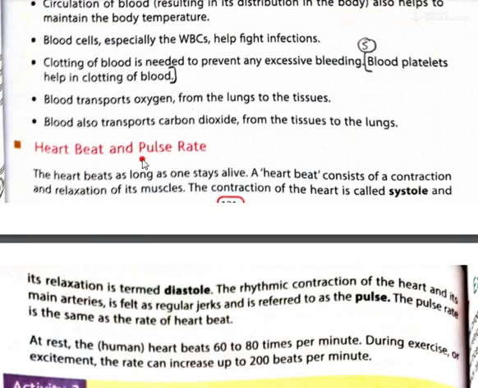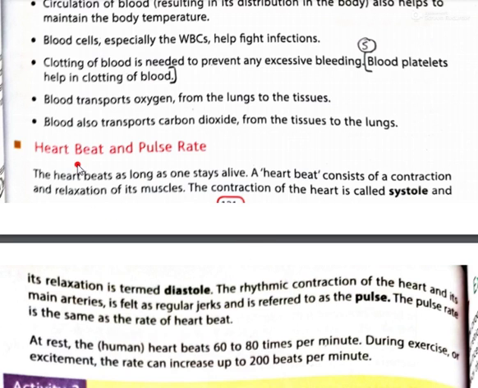So heartbeat and pulse rate, that is again an important topic. Heartbeat continues as long as one stays alive. A heartbeat consists of a contraction and relaxation of the heart muscles. When heart muscles contract, it is known as systole. When heart muscles relax, it is known as diastole. So contraction and relaxation mean systole and diastole respectively. The rhythmic contraction of the heart, that means one time systole, then diastole, systole, diastole, provides a kind of regular jerk, and this jerk is known as pulse.